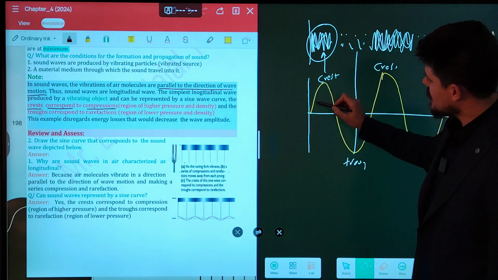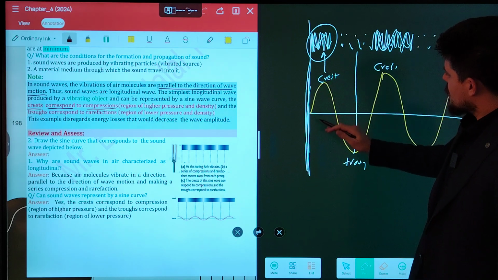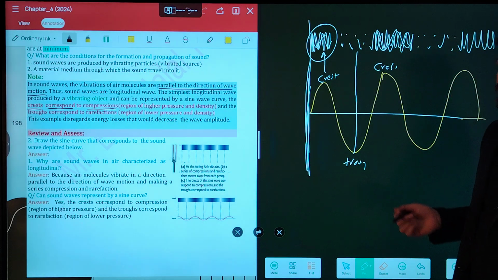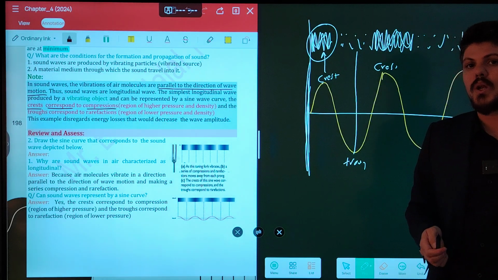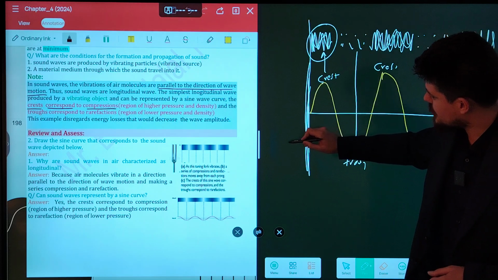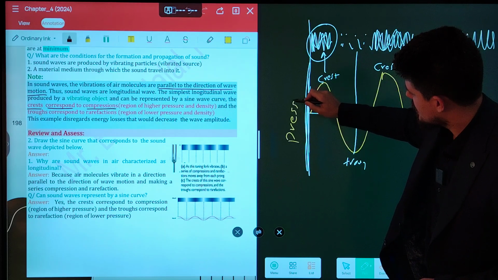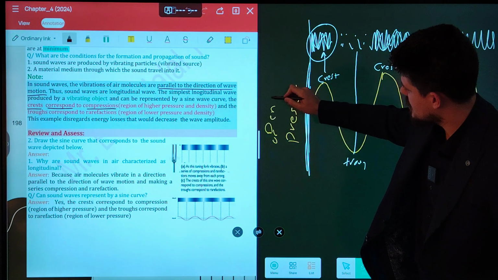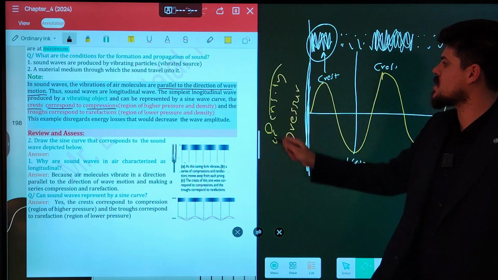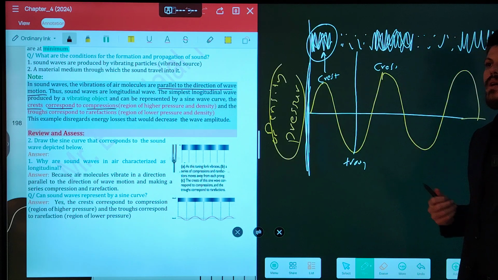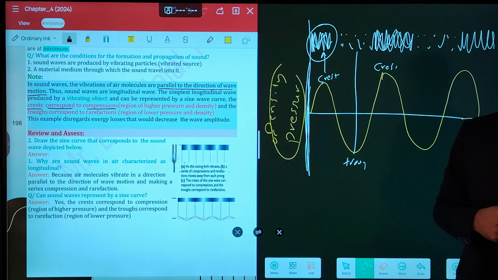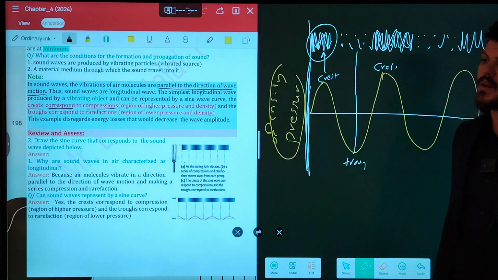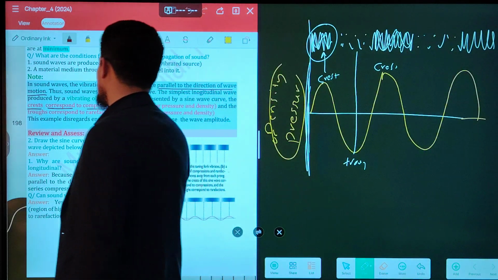But be careful, guys. If you see this sine curve and describe it, is this sine wave longitudinal or transverse? If you see pressure or density here, this sine curve becomes a longitudinal wave. But if you see displacement, this sine curve becomes a transverse wave.